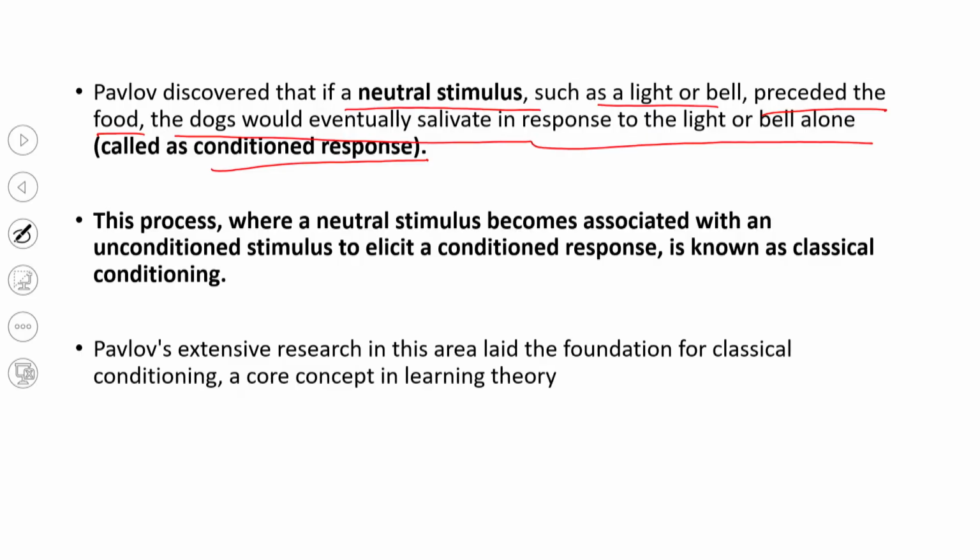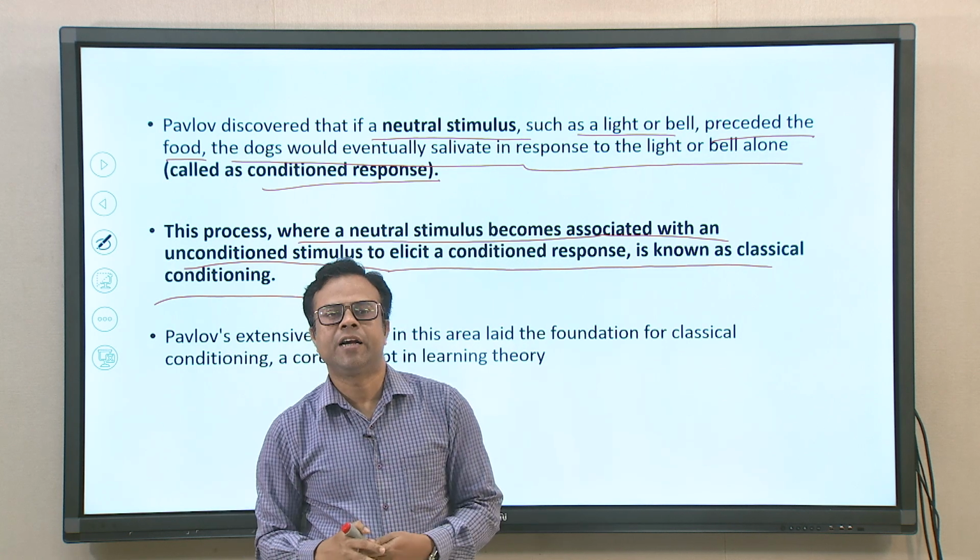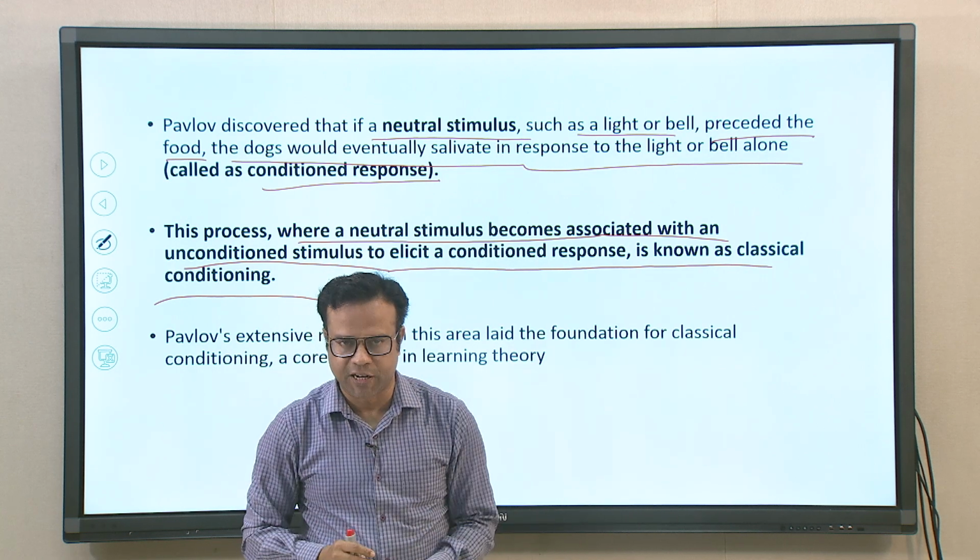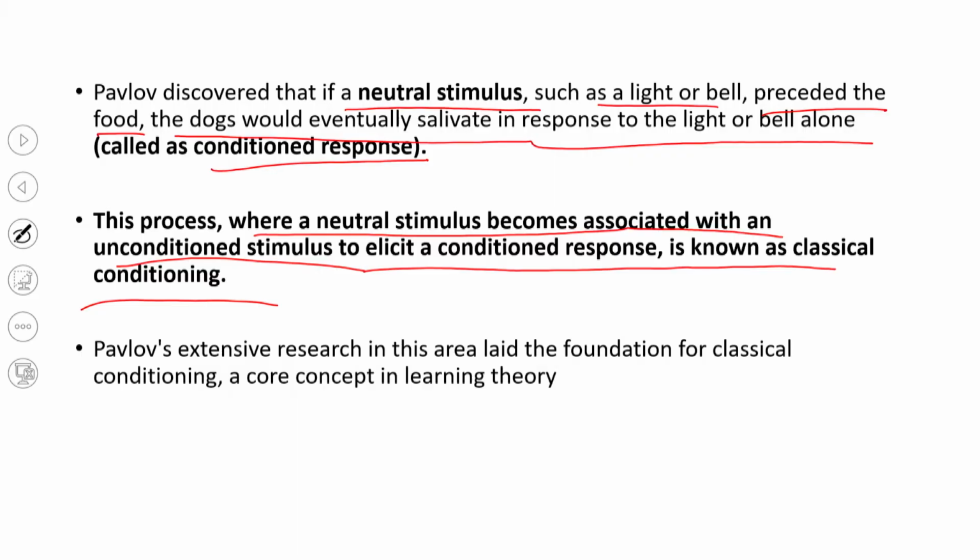We will look a little bit more in detail about that. This process where a neutral stimulus becomes associated with an unconditioned stimulus to elicit a conditioned response is known as classical conditioning. So, this whole process of associating a neutral stimulus with an unconditioned stimulus, which then leads ultimately to a conditioned response, is called classical conditioning. Pavlov's extensive research in this area laid the foundation for classical conditioning, and it is a very important concept in the theory of learning. So, let us look into this whole process of classical conditioning in more detail.